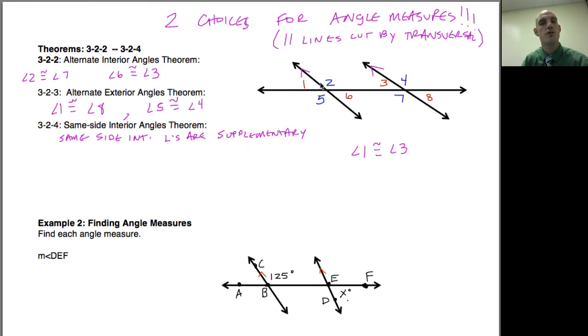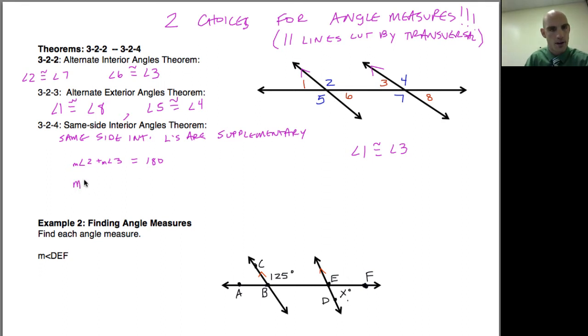Well, look, 1 and 2 are a linear pair. They form a line, so they are supplementary. Well, if 1 is congruent to 3, we could use the transitive property to say if 1 and 3 are congruent and 1 and 2 are a linear pair, then 2 and 3 must be supplementary. So, for example, angle 2 plus angle 3 equals 180. Technically I need to have the measure in there. The measure of angle 2 plus the measure of angle 3, same side interior angles, are supplementary.